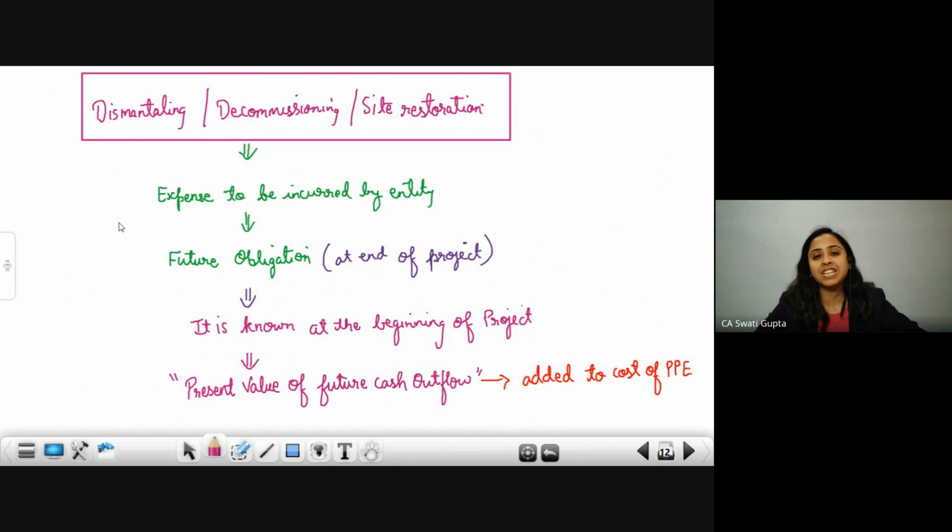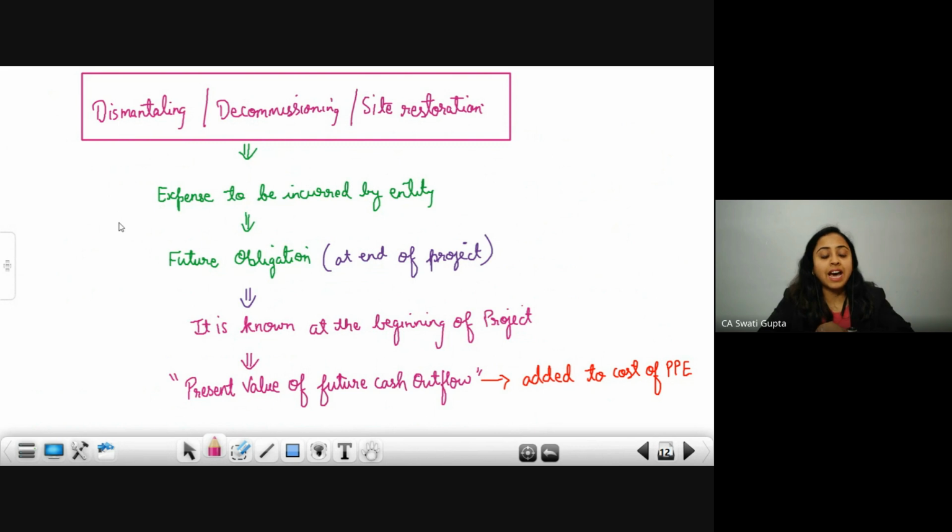It's a future obligation because of any law or because of the social responsibility. But this is a cost that is known in the beginning of the project itself. Following the prudence approach, let's record that asset. Let's record that future expense today itself. So you will be capitalizing this provision.